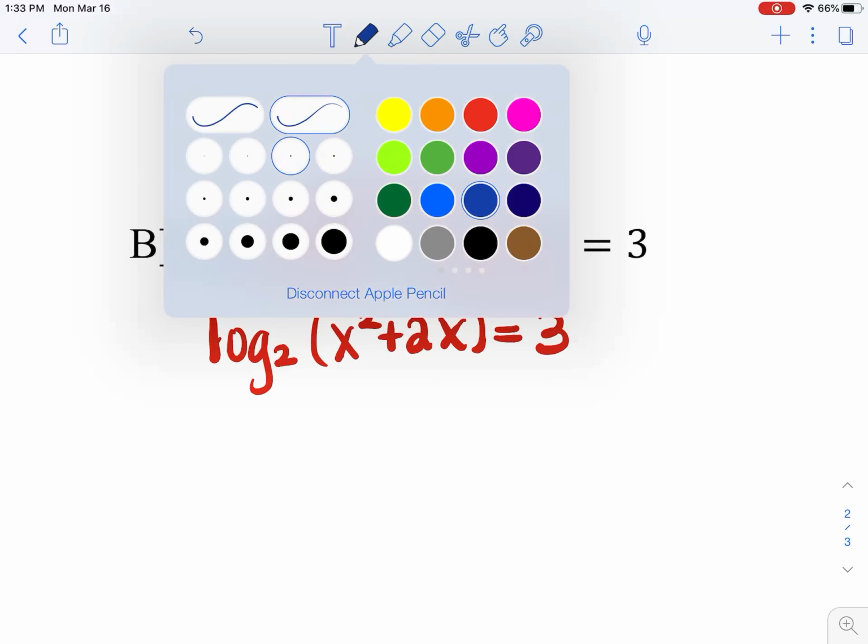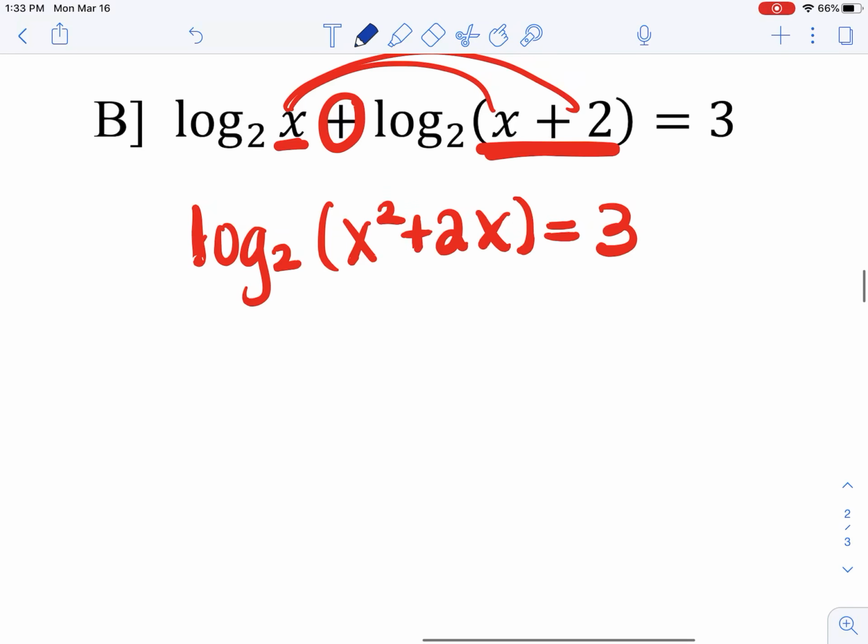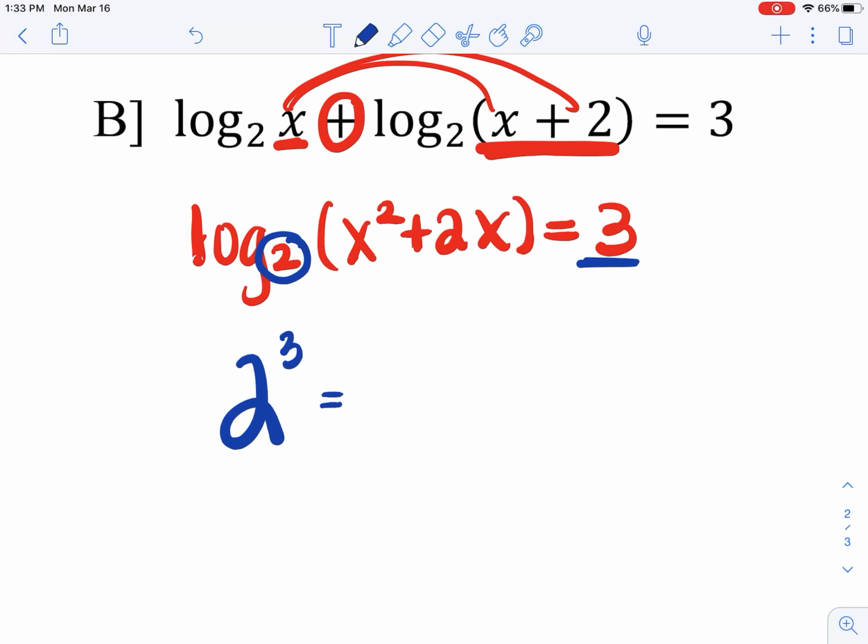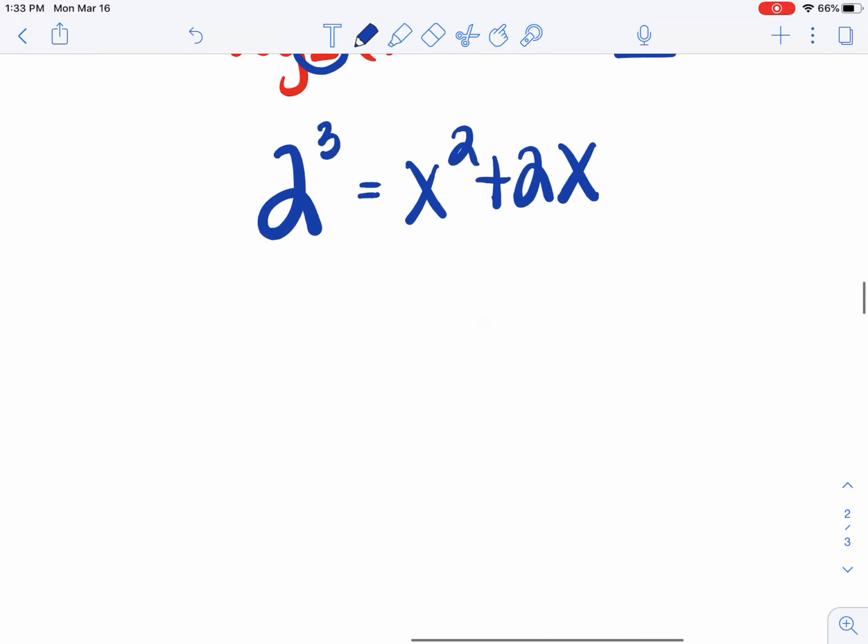All right, so now I have 1 log, and remember, I'm stuck. I don't know what to do. I'm working with logs. Rewrite in exponential form. My base is 2, so I'll start with that. My exponent is 3. It's what your log is equal to. Equals x squared plus 2x.